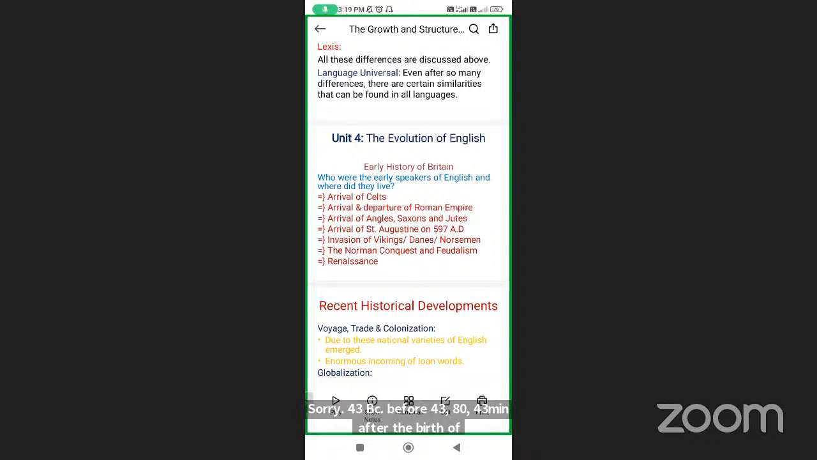After 43 years of Christ's birth, we had information that we derived from the religious books during that time. AD is actually a Latin term, Anno Domini, basically after the birth of Christ. BC means before the birth of Christ. So after 43 years, it was noted in some of the religious books of Britain that it was the tribe called Celts who occupied the land for the first time, who came there to cultivate some of the lands.